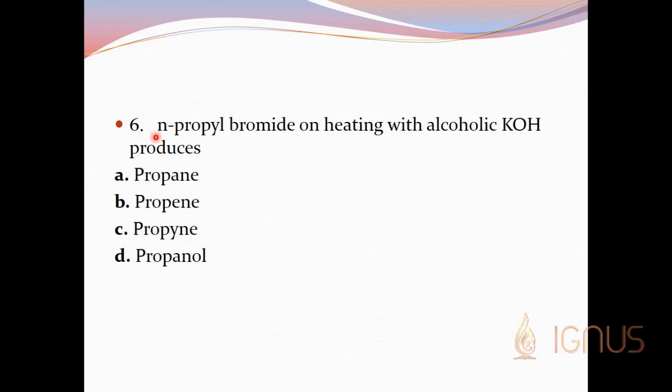Question number 6. N-propyl bromide on heating with alcoholic KOH produces option A propane, option B propene, option C propyne, and option D propanol.